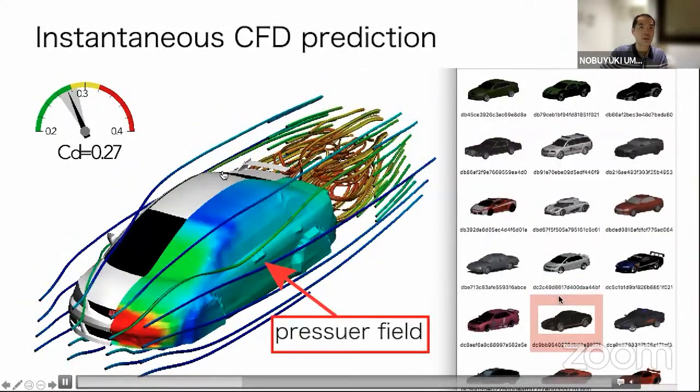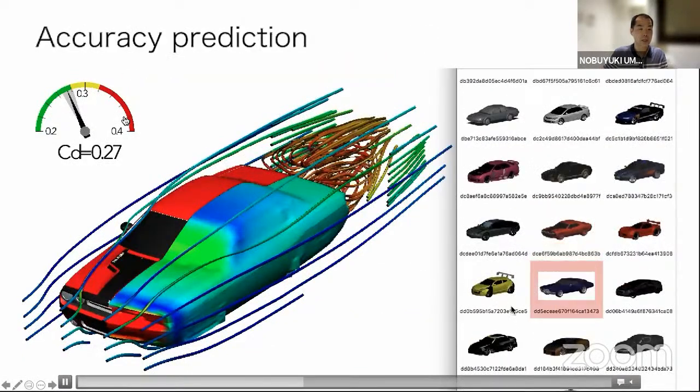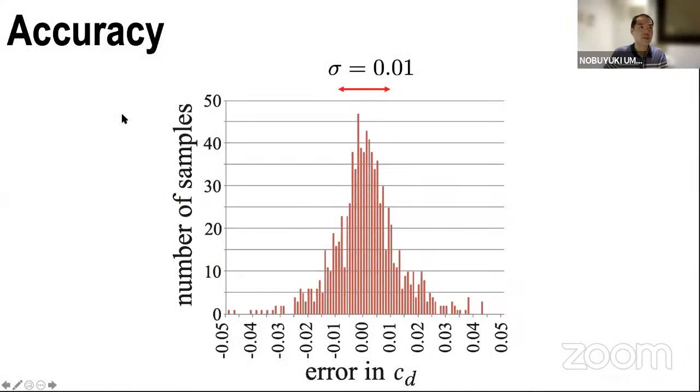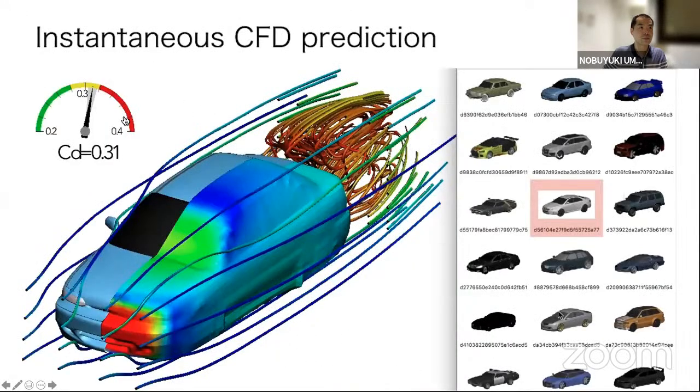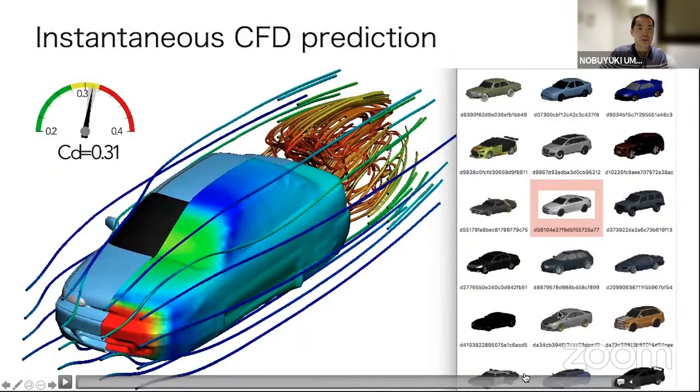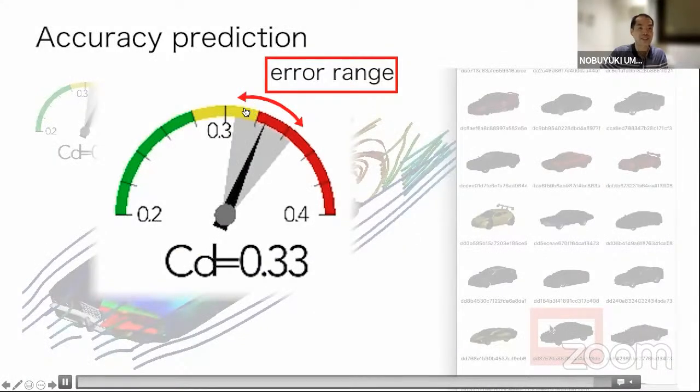We can predict in a fraction of a second. And the important thing is, in this machine learning model, we can also predict the accuracy of the machine learning model. So that means the CD value here. This gray range stands for how much the machine learning can be off from this prediction. This is very important for real-world engineering, because machine learning is not always perfect.